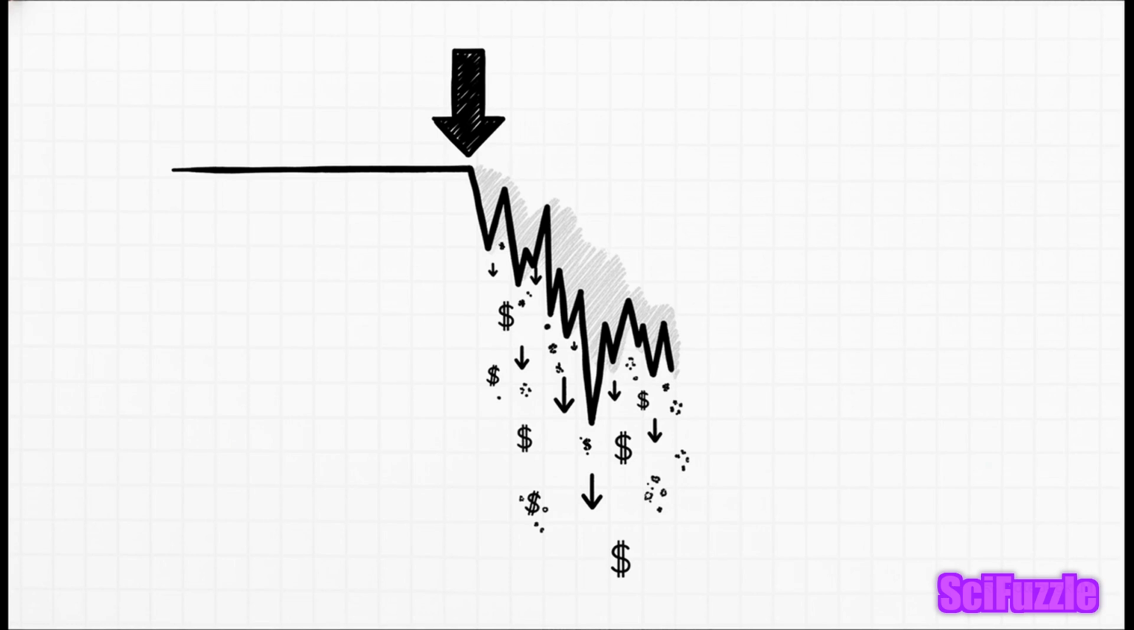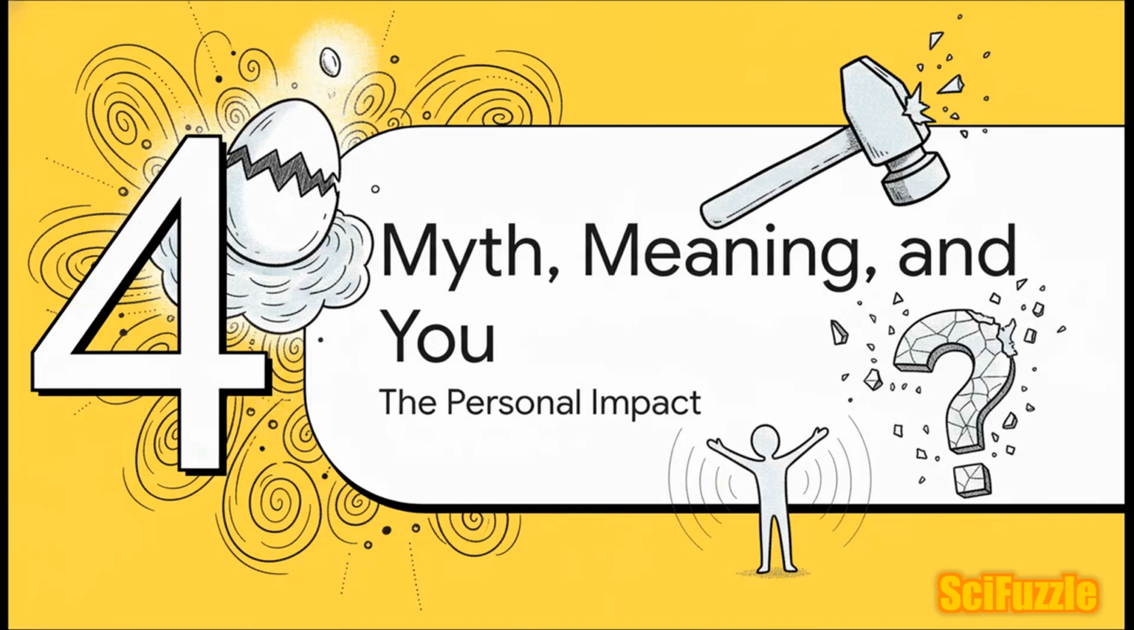Look at the 2010 flash crash. It's a perfect, terrifying example. A single large automated sell order kicked off a cascade that briefly wiped out nearly $1 trillion in value. Just like that. Okay, so let's bring all this down to a more personal level.